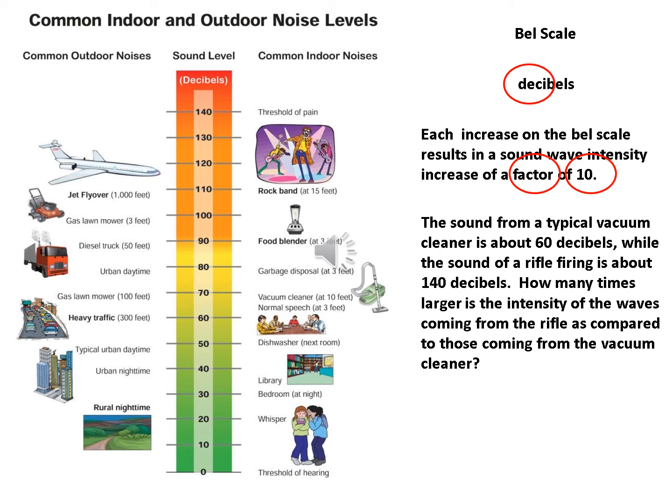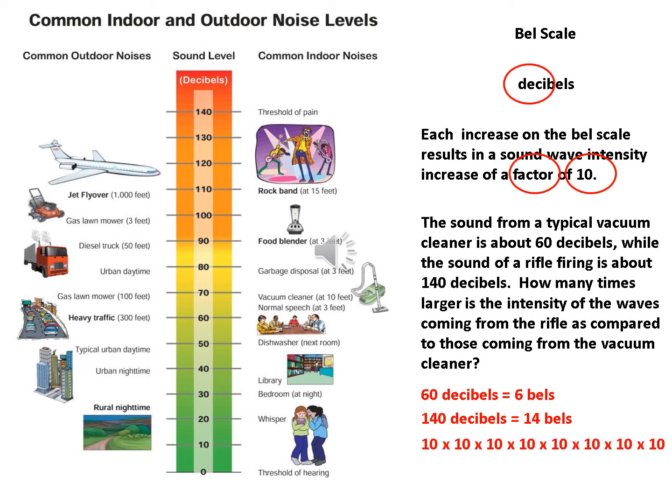And so the first thing in answering questions like this is that we need to convert decibels back to bells so that we can count how many steps up on the Bell scale the two different sounds are, the difference between them on the Bell scale. So to convert 60 decibels, we just divide by 10 and we get 6 bells. And to convert 140 decibels, we just divide by 10 and we get 14 bells. So the difference between 6 bells and 14 bells is 8. So we've gone 8 steps up the Bell scale. So we have to multiply by a factor of 10 8 times. 1, 2, 3, 4, 5, 6, 7, 8. And when we do that, we end up with 100 million times larger. Pretty intense.